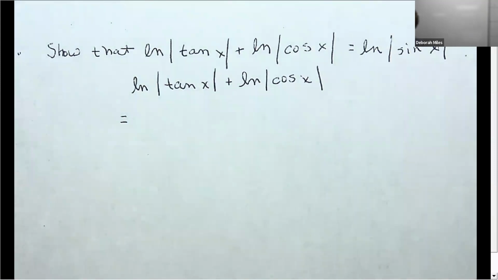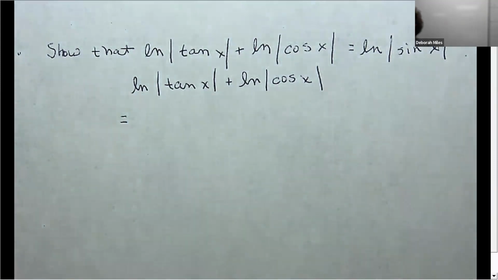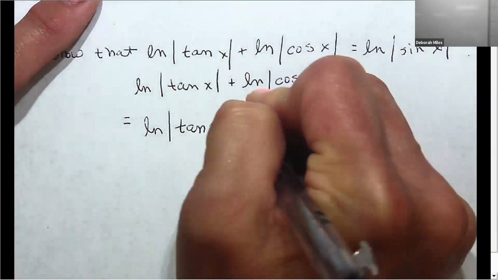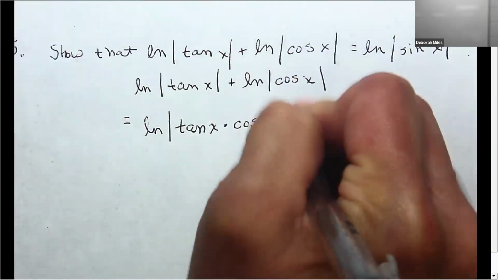And then what are you thinking, Heath? The log of sums equals a product. Okay, the sum of two logs can be written as the log of a product. So one single log, natural log of absolute value of tangent x times cosine x.